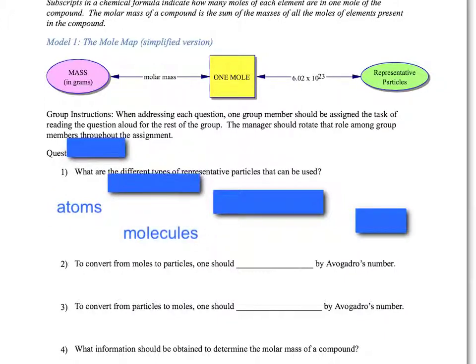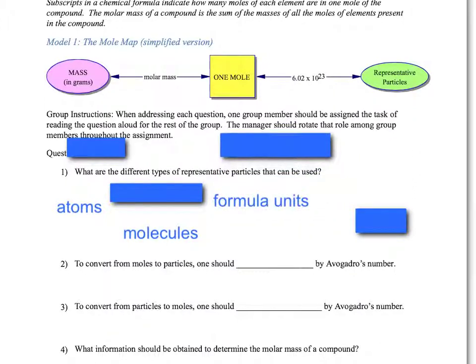Atoms, molecules, formula units, our favorite, and ions. Very good. So those are the different types of representative particles that could be used. Okay, so question 2. To convert from moles to particles, that'd be going this direction, we would need to do what with Avogadro's number? Well, we would need to multiply.